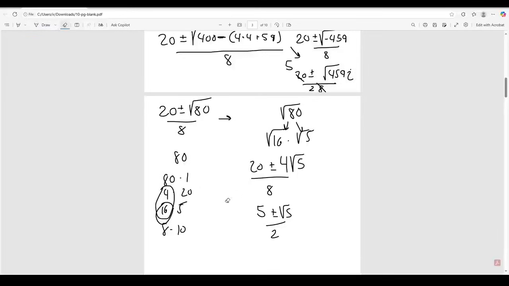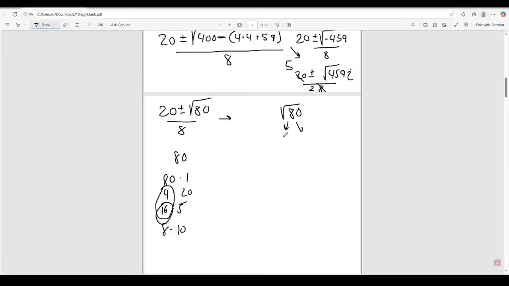Now, why did I choose the biggest perfect square? Well, if I had said 80 is divisible by 4, and 4 is a perfect square, then I'd be left with the square root of 4 times the square root of 20, and that would have gotten me 2 radical 20.